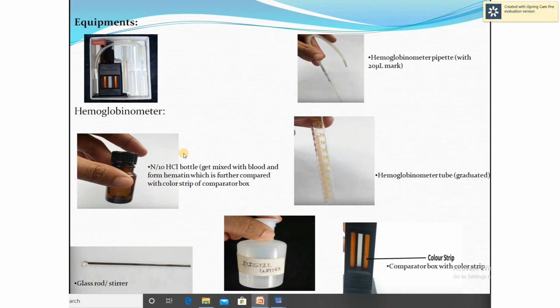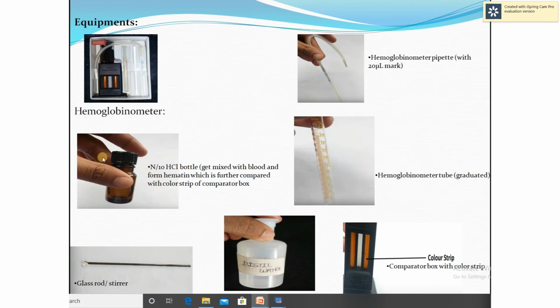Next, the equipment required is the hemoglobinometer. The hemoglobinometer, as I have told you, has different components. Let us discuss these components one by one. This is a hemoglobinometer pipette with 20 microliters. You will observe this particular part, which is the marking for 20 microliters. I'll tell you the importance of this marking later.